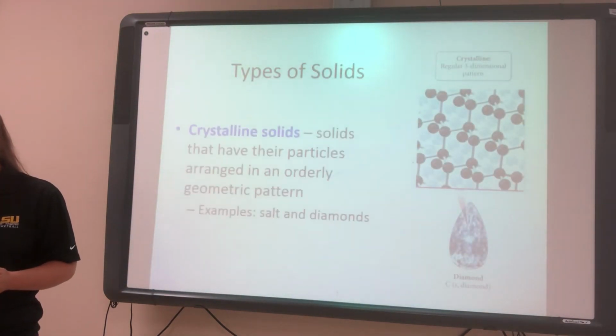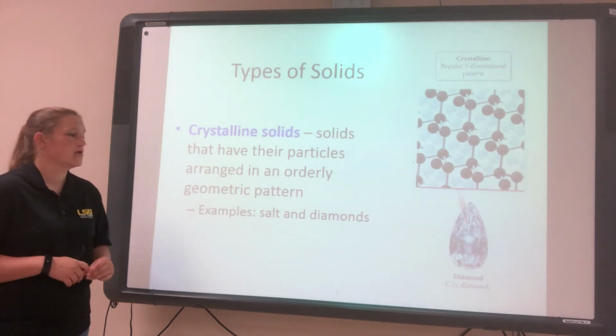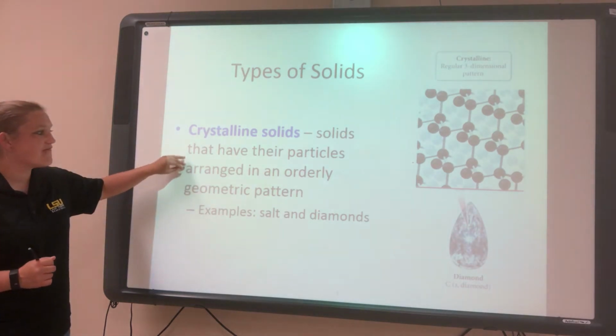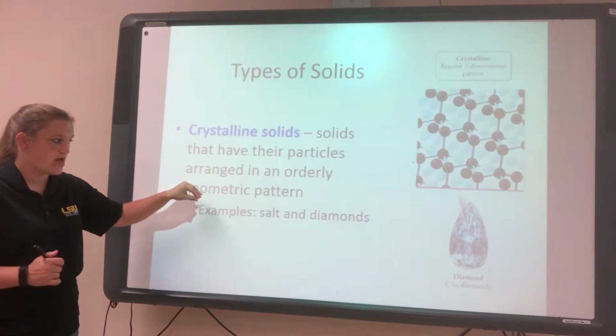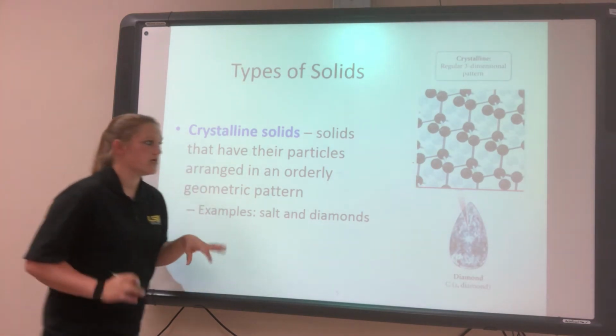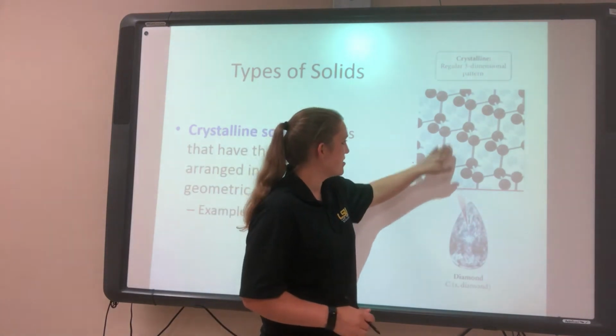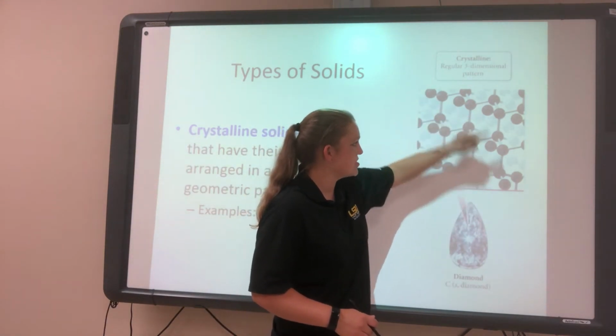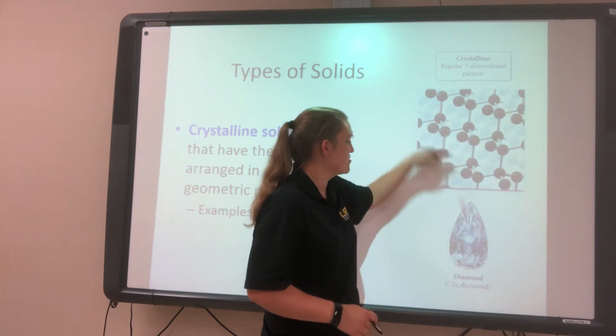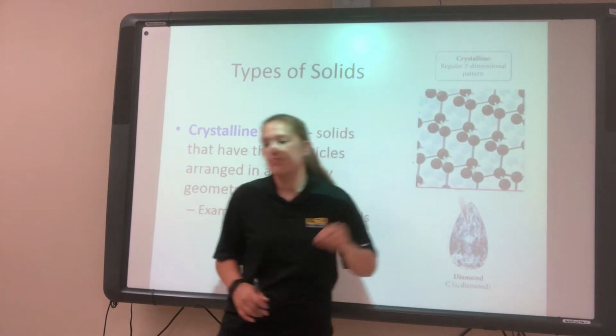The first type are called crystalline solids. These are solids that have a nice ordered geometric pattern, so they're not just random. If you notice, this looks like a nice little geometric pattern. It's got the same pattern as it goes up, from left to right, top to bottom. So it has a nice orderly pattern.